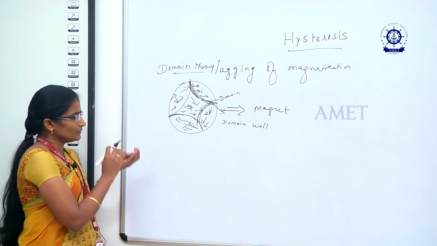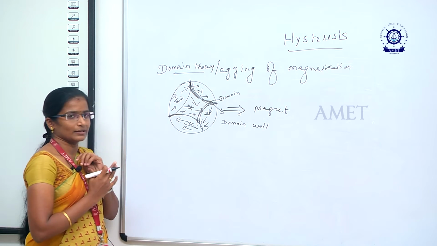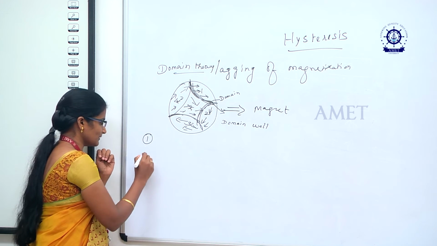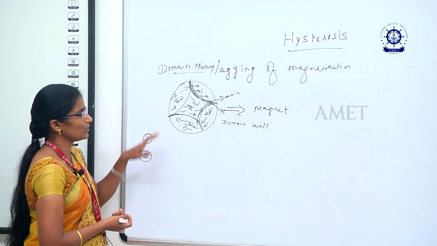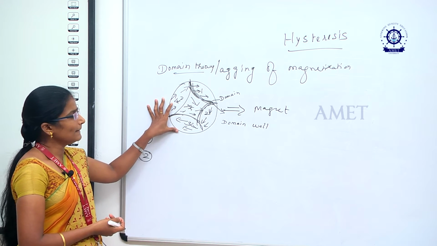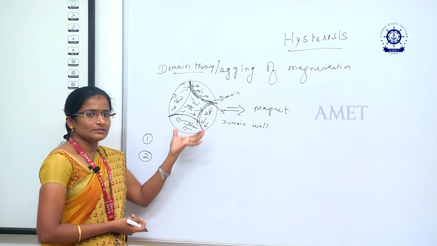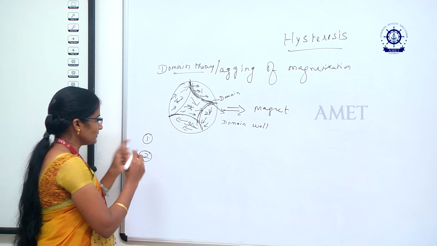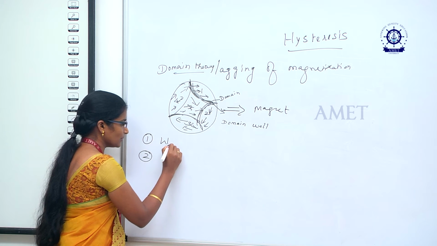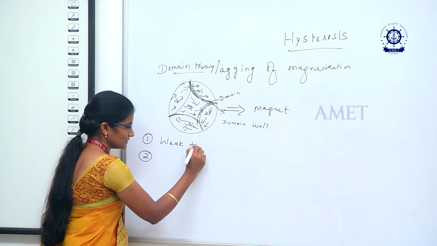Okay, we want to convert this material into a magnet. So there are two processes we apply on this material, and only then is the material converted into a magnet. What is the first process? We apply some weak field on this material.